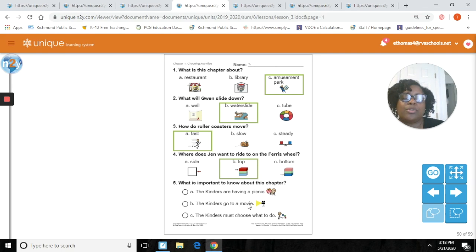The Kinders go to a movie. Did our story mention anything about going to a movie? It did not. C says the Kinders must choose what to do. Now, did our story mention anything about making choices? That word choose and choices were all through that story, right? So this must be the correct answer right here. The Kinders must choose what to do. Okay? All right. Very good. All right, you all, let's keep working hard.